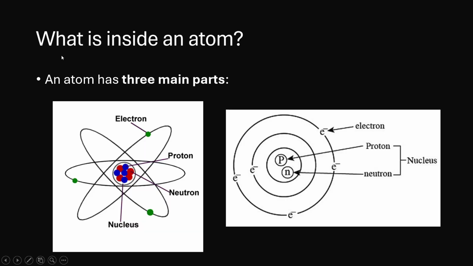Next, what is inside of an atom? Now you wonder, we know what is an atom, but we want to know what is inside of an atom. So an atom has three main parts: protons, neutrons, and electrons. Protons and neutrons are found in the center of an atom, which is called the nucleus, and electrons move around the nucleus.